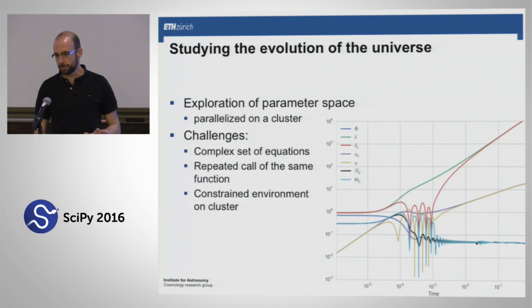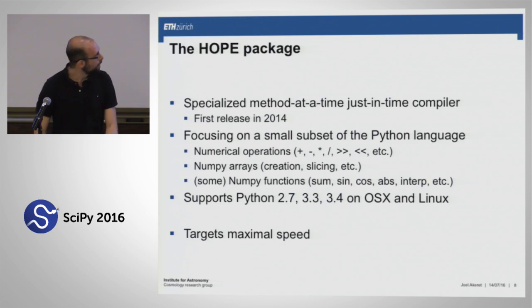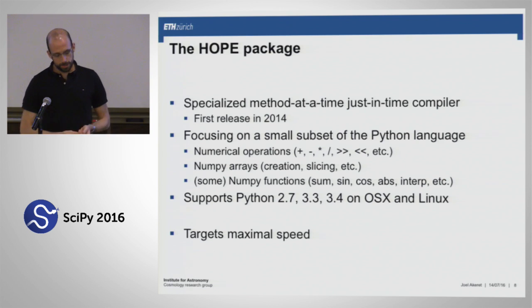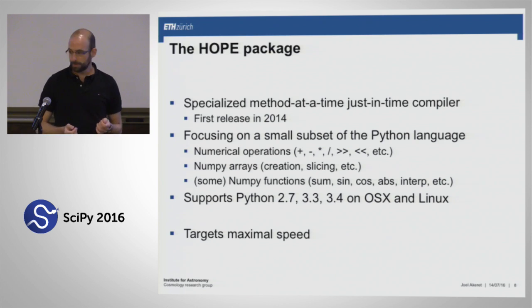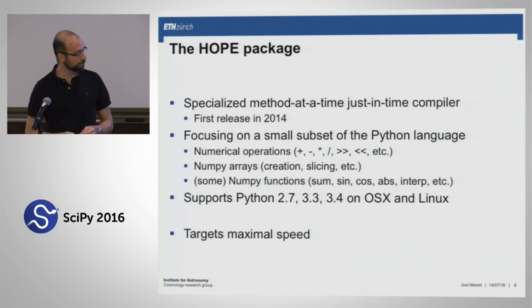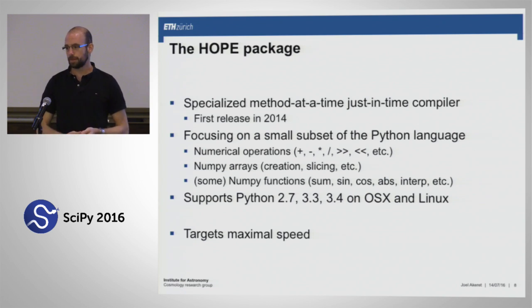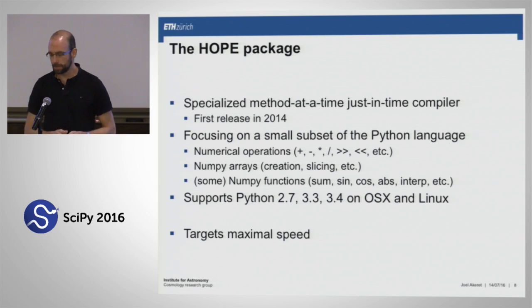All right, so here's the motivation. We heard that we have different challenges that we try to tackle. And that gave us the motivation to work on this HOPE project, our JIT compiler. So what is it? The HOPE package is a very specialized just-in-time compiler that we developed for those numerical problems that we're seeing. To be very precise, it's a method-at-a-time JIT compiler. We've been working on it for a while. The first release was back in 2014, and we have constantly continued to develop new features.